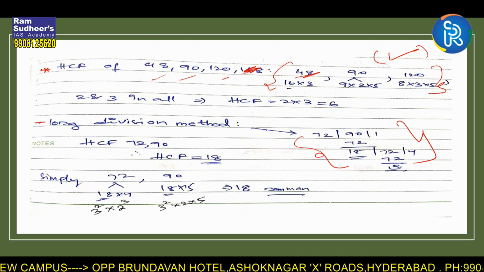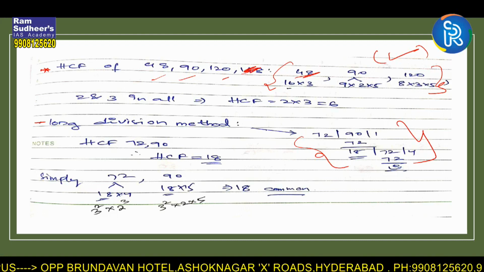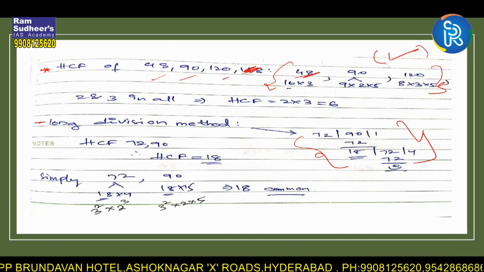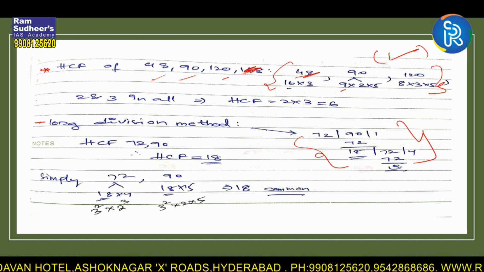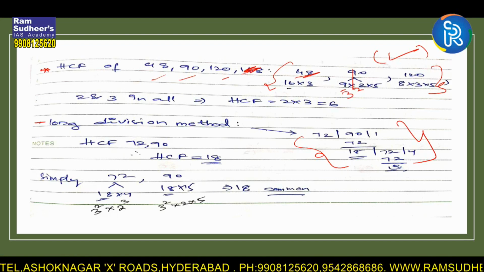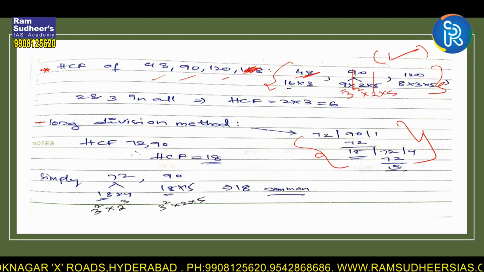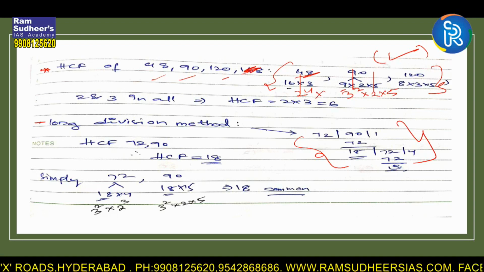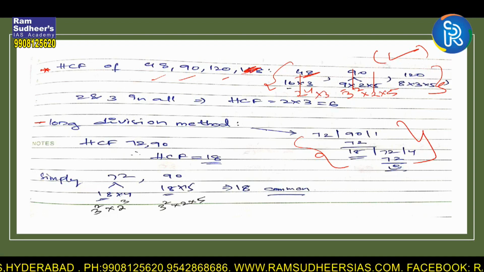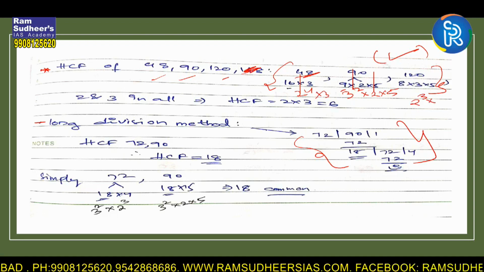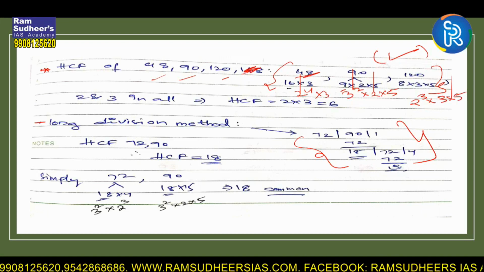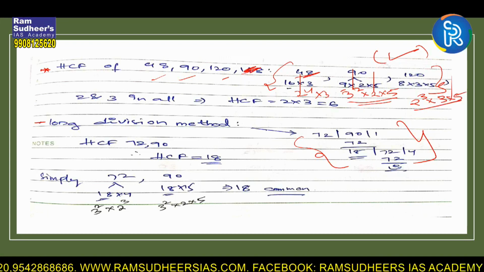48 can be written as 2 power 4 into 3, which is 16 into 3, and 90 can be written as 9 into 2 into 5, which is 3 square into 2 into 5, and this is 2 power 4 into 3, and 120 can be written as 8 into 3 into 5, which is 2 power 3 into 3 into 5. I have just written them in terms of the products of their prime numbers.